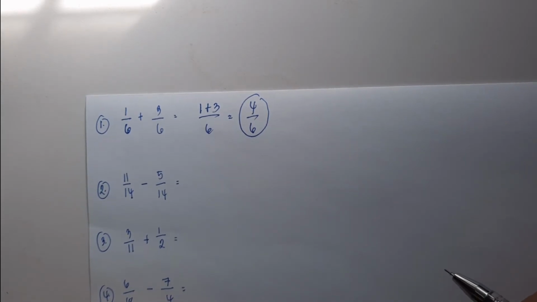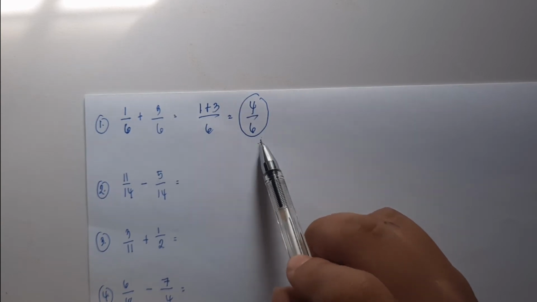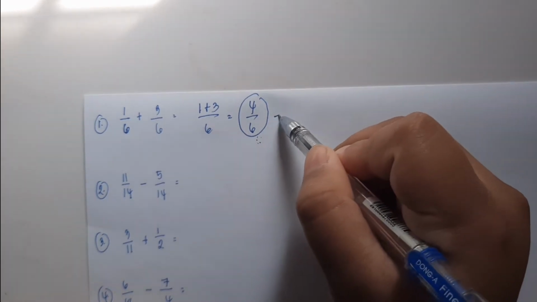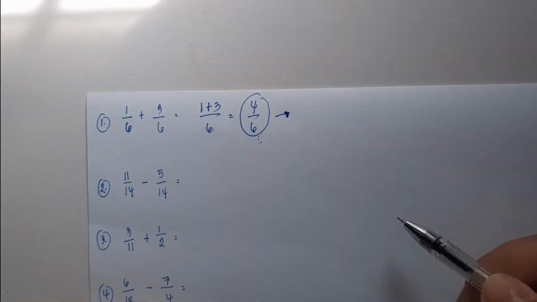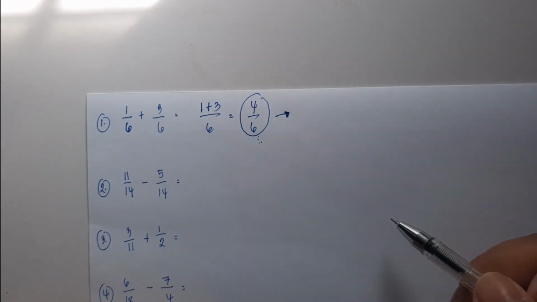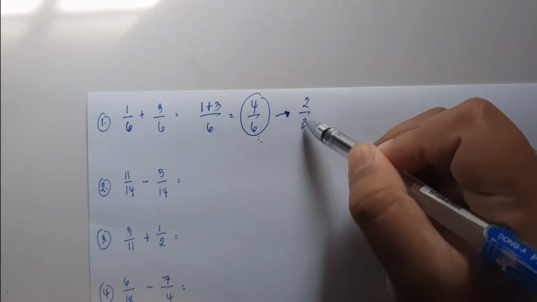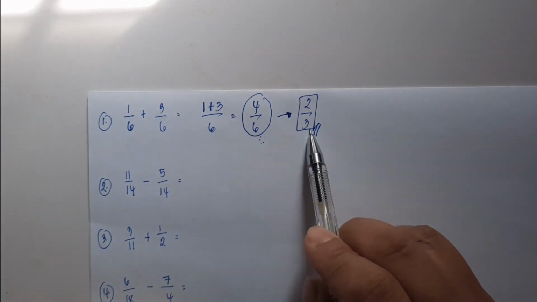You remembered our last lesson, right? The simplifying fractions. Can we simplify 4/6? Yes. We can simplify it by 2. Okay, so 2/4 and 2/6. So the new fraction is 2/3.